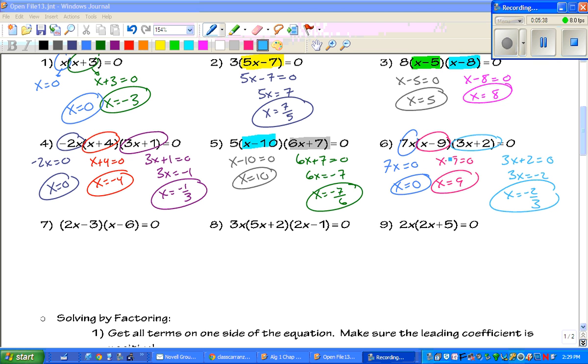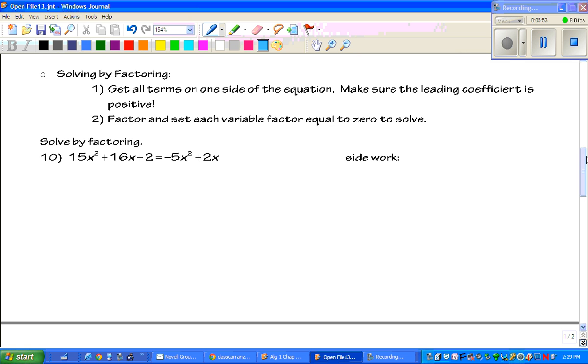Okay, there are 3 factors in there, so there's 3 different things you should set equal to 0. And then when you solve it, you get x equals 0, x equals 9, and x equals negative 2/3. Okay, now, those were easy because they were already factored. Now, we're going to be dealing with problems that aren't factored, and we have to factor to solve them. Okay? So, we need to get all the terms on one side and make sure that the leading coefficient is positive. After we do that, we need to factor and set each factor equal to 0 and solve.